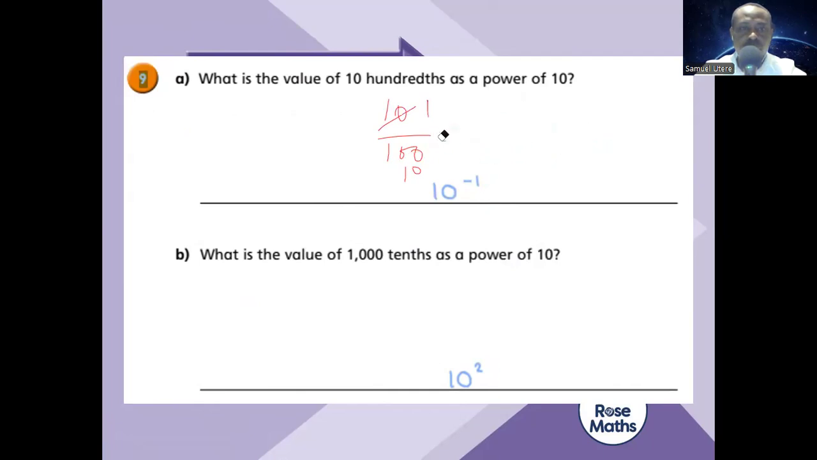Then next you will ask, what's the value of 1,000 tenths as a power of 10? 1,000 tenths, the way I would do it is you would write 1,000 tenths mean to divide by 10. So 10 divided by 10 is 1. 1,000 divided by 10 is 100. Now you remember how to write in powers of 10? 100 is 10 to the power 2. Okay.